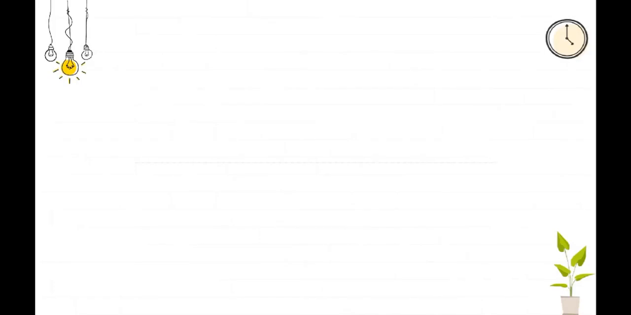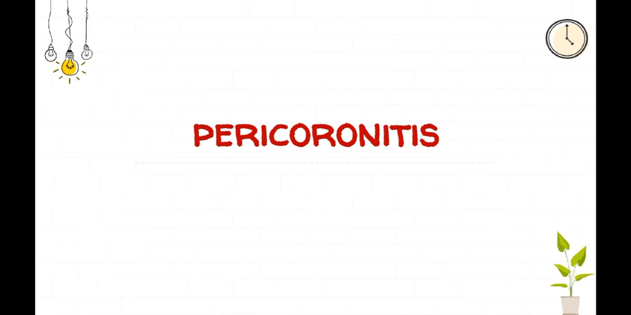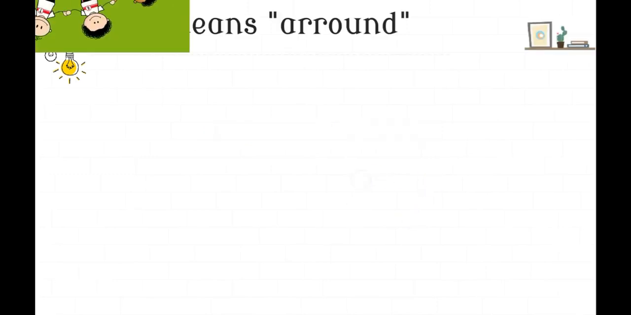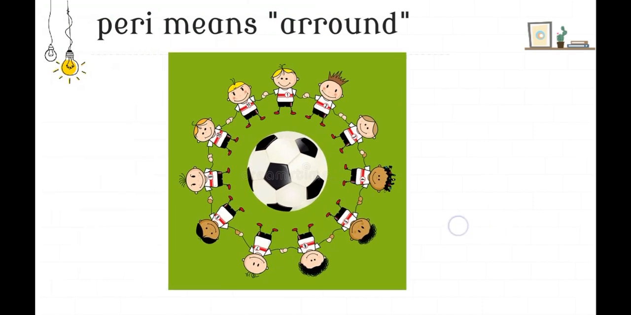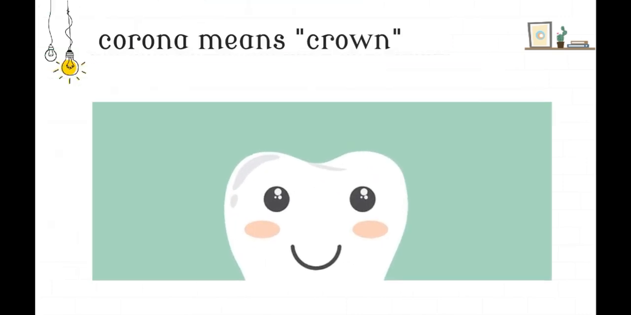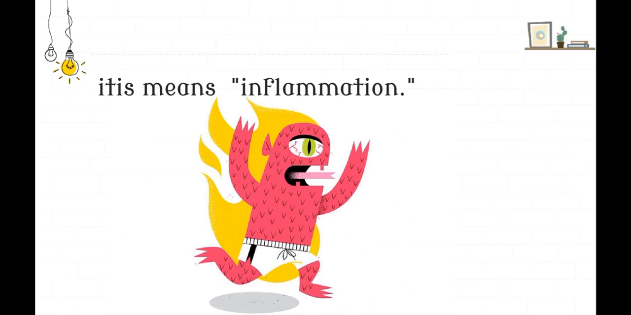Today I am going to talk about pericoronitis. Peri means around. Corona means crown. Definitely I am not talking about coronavirus. It's a crown of tooth only. Now finally, itis means inflammation. So pericoronitis is actually inflammation around the crown of a tooth.